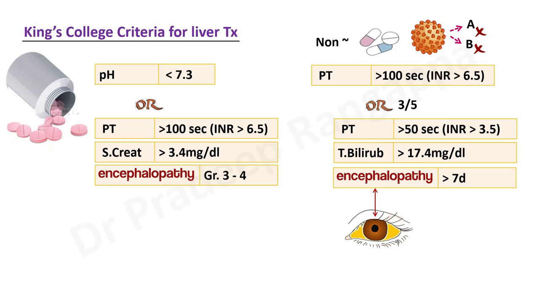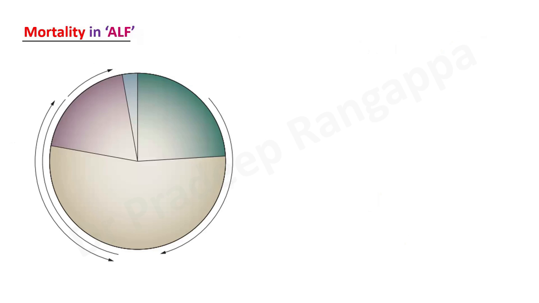Now we'll move on to why it is important that we manage liver failure effectively, because of the mortality. When you look at the mortality in acute liver failure, the predominant cause of death is multi-organ dysfunction. As you see, the big chunk of patients die with multi-organ dysfunction that sets in. After which, the second commonest cause is infections. So they are very vulnerable to severe life-threatening infections. And almost similar cause of death is intracranial hypertension.